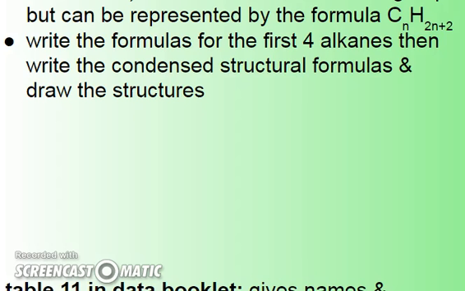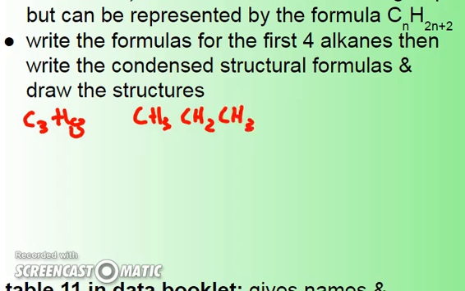Propane is the third one, so it'd be C3, and then H would be 6 plus 2, so C3H8. So this would be CH3CH2CH3, and maybe it's easier to draw these first before you can see the structural formula, but the idea is at some point you can write the condensed structural formula without having to draw it.